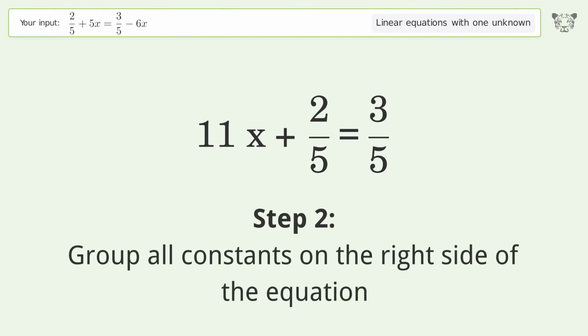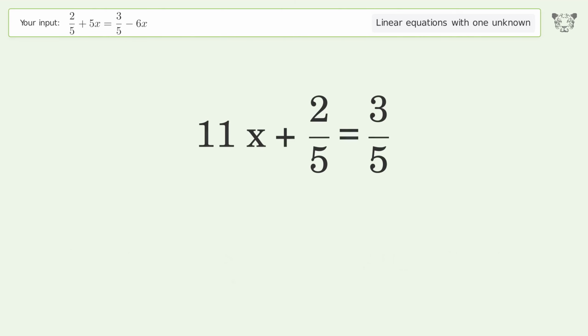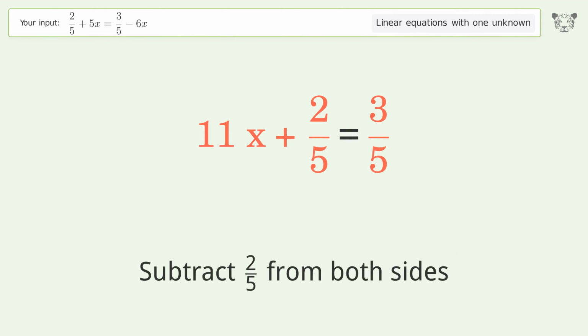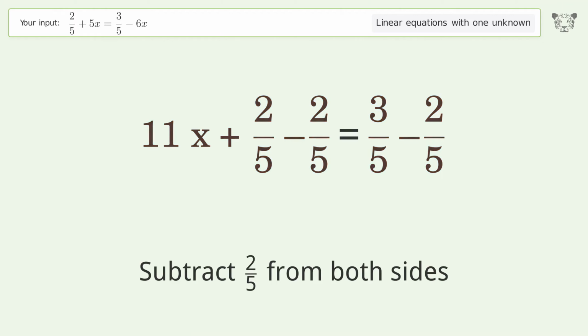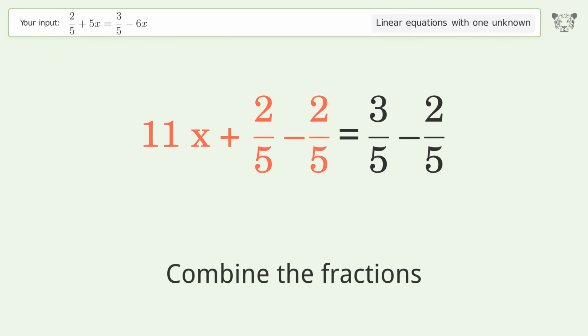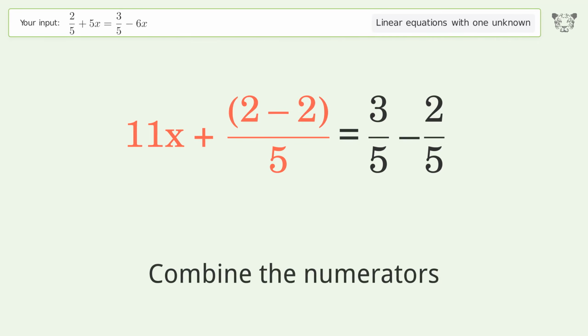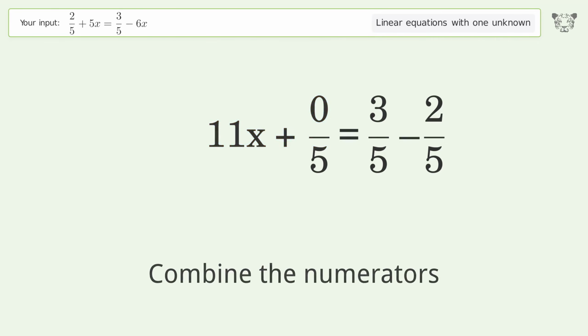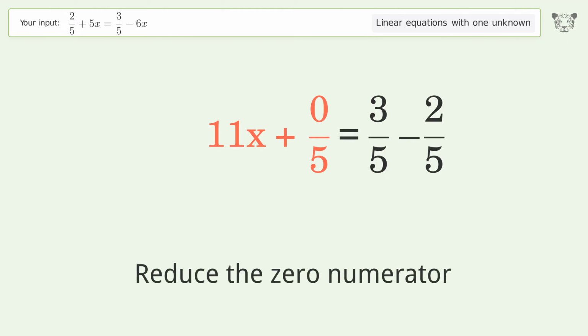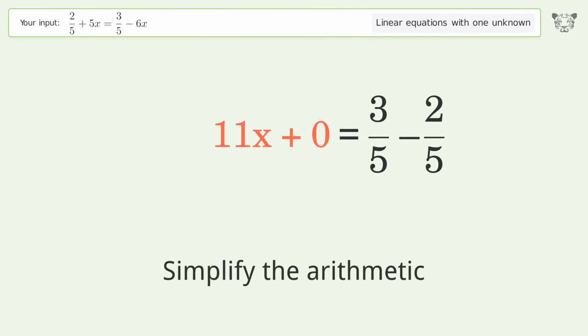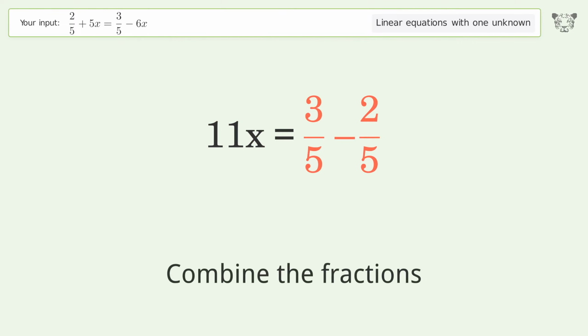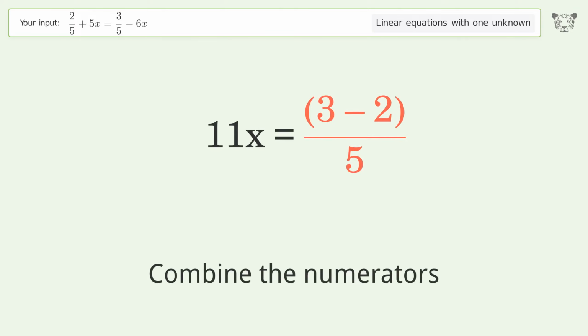Group all constants on the right side of the equation. Subtract 2 over 5 from both sides. Combine the fractions. Combine the numerators. Reduce the zero numerator. Simplify the arithmetic. Combine the fractions. Combine the numerators.